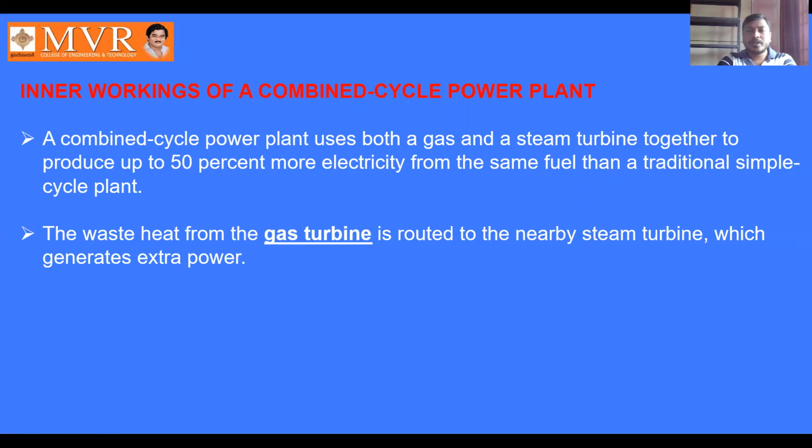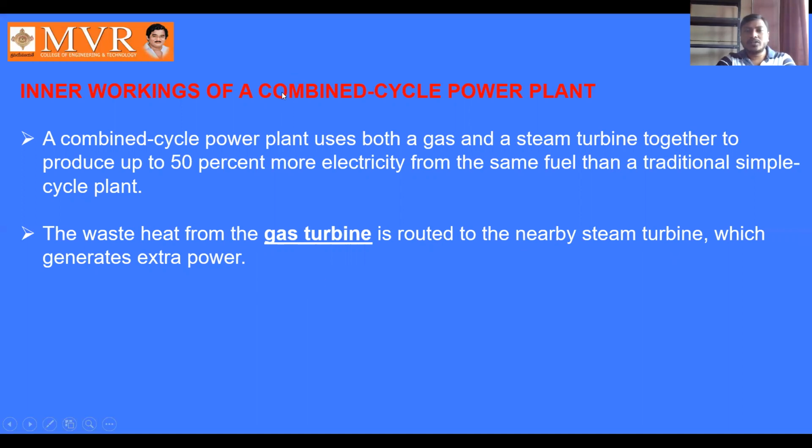steam turbines together. See, the waste heat from the gas turbine is routed to the nearby steam turbine. The waste heat which is getting from the hot gases of the gas turbine is routed to the nearby steam turbine, which generates extra power. Means we are transferring the waste heat from the gas turbine to the steam turbine for generating extra power.